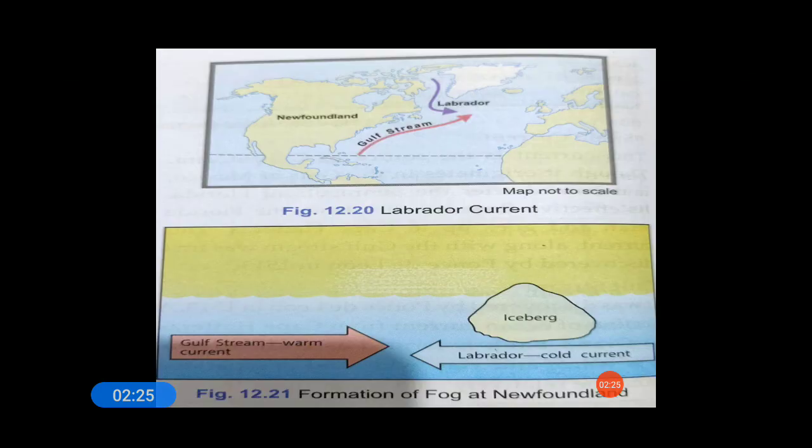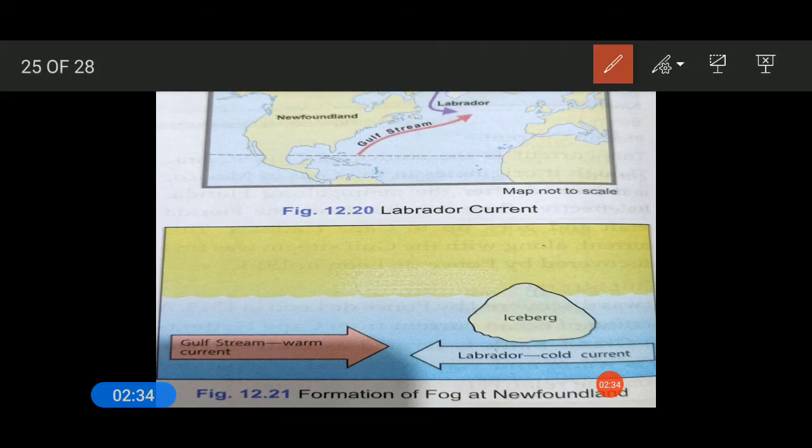Okay, coming to the next slide. Now you see the movement or the origin of the Labrador current on the map here, and it meets at almost 50° west longitude, in the Grand Bank. Now the Gulf Stream is a warm current and the Labrador current is a cold current. The Labrador current brings icebergs along with it, so where they meet it forms a dense fog.